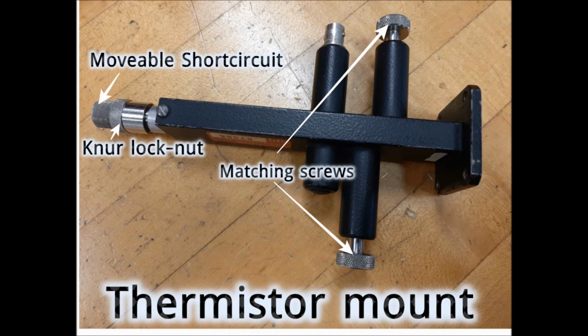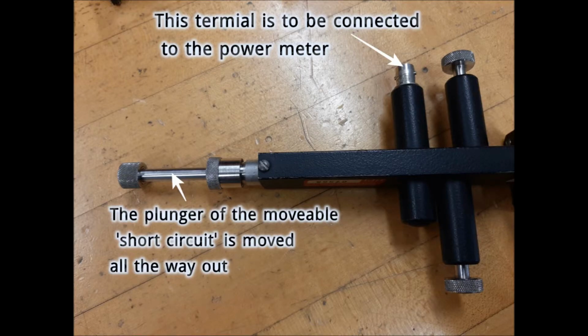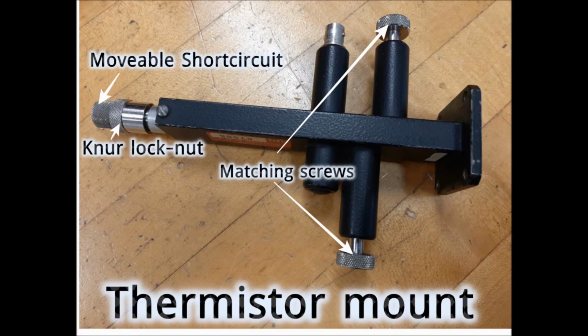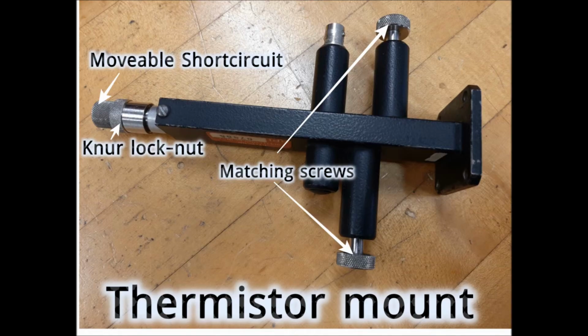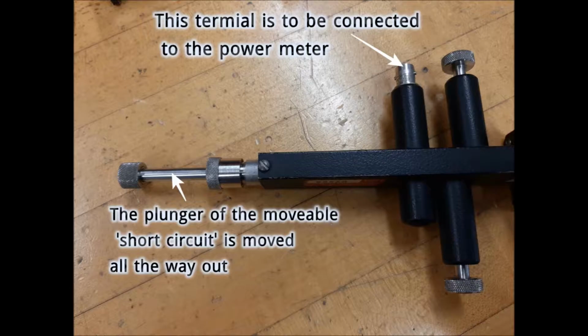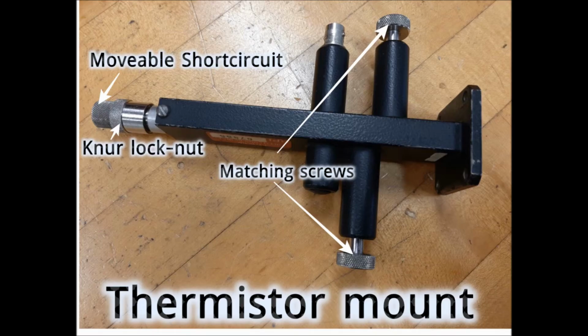The picture shown here is a thermistor mount. This thermistor, as I said before, is a thermal control resistor and is used to measure the microwave power. This thermistor has two matching screws and one movable short circuit and a lock to hold the movable short circuit, and a port where the power meter should be connected.